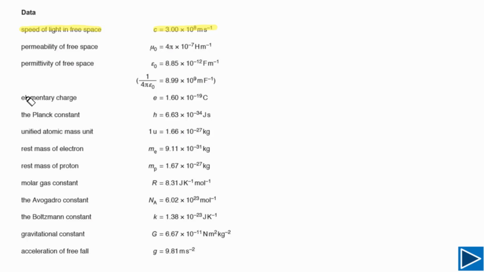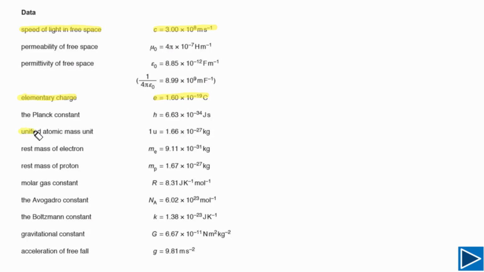The second constant you need for AS Physics exam is the elementary charge. Its value is equal to 1.60 times 10 to negative 19 coulombs, and this is equal to the charge on a single proton and the charge on a single electron in magnitude. But the sign of charge for electron is negative and for proton is positive, but the magnitude is the same. Very important, you will need this one for AS Physics exam.